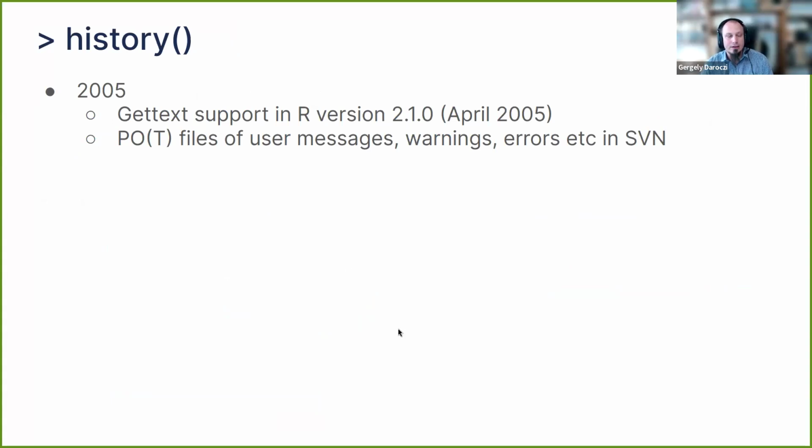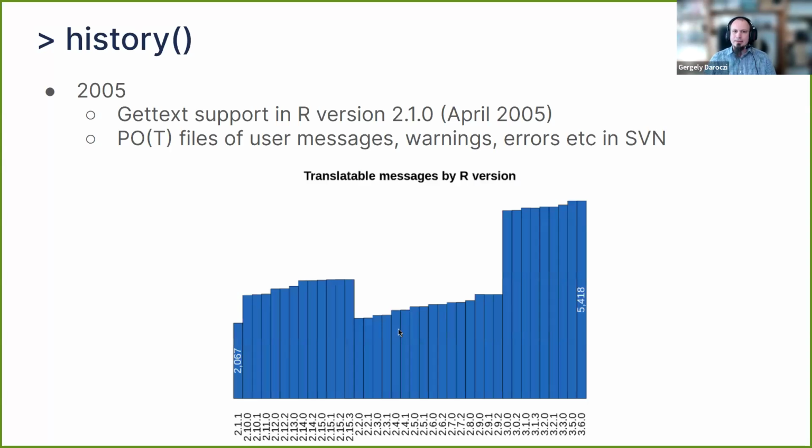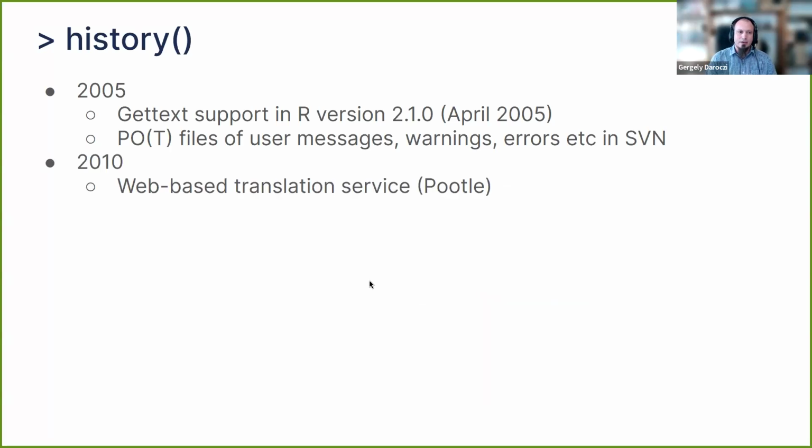As you can see here, the gettext support was introduced in R version 2.1, so a long time ago, which means that we are using the open source gettext ecosystem to do the translations, which provides the PO and POT file structure and some related C functions to do the lookups for the translations. All this is managed within the subversion repo of R core. If you're looking at the number of messages in R core, you can see that it's constantly growing, except for some R releases, and we have seen that it's up to like 9,000 nowadays.